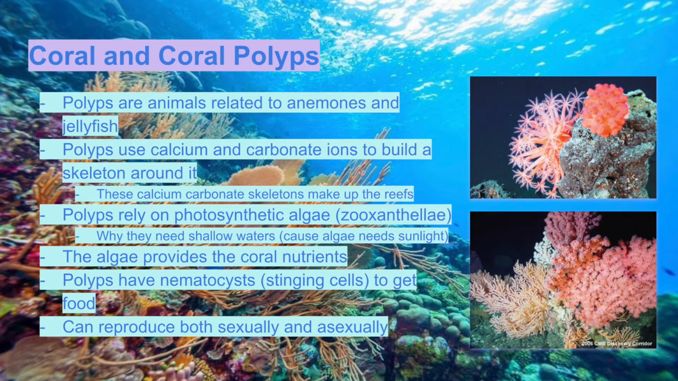Polyps rely on photosynthetic algae called zooxanthellae, and this is why they need shallow waters, because the algae needs sunlight. The algae provides the coral nutrients. The polyps also have nematocytes, which are stinging cells, and this is how they get their food, and they can reproduce both sexually and asexually.